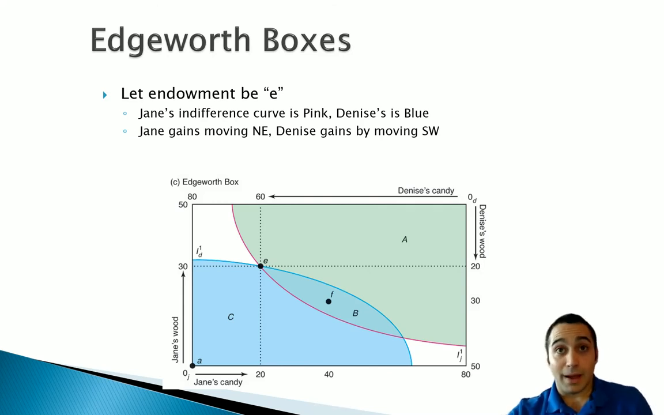So to remind us, Jane's indifference curve is in pink. Denise's indifference curve is in blue. Jane is made happier by going this way. Denise is made happier by going this way. And their endowment is given by E.